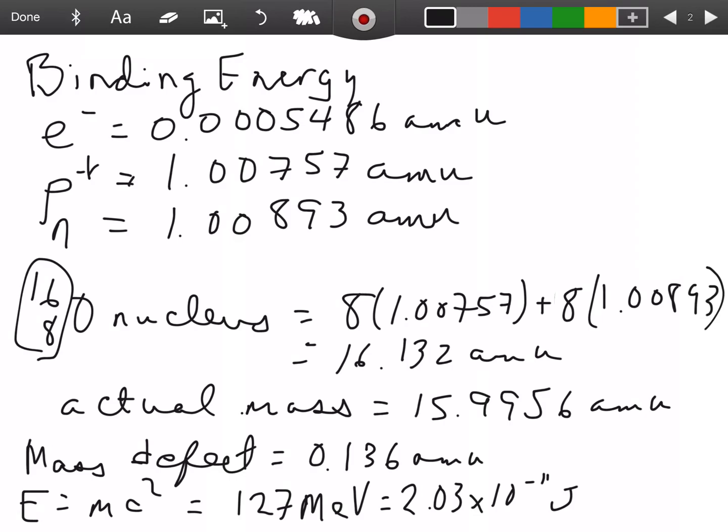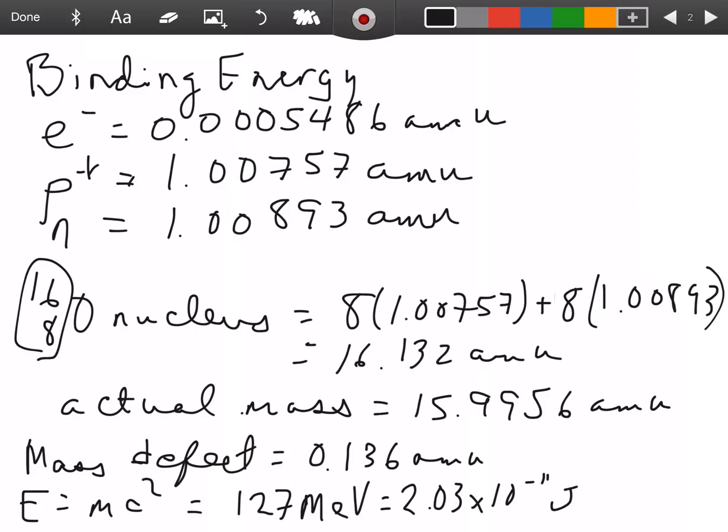But as it turns out, the actual mass of the atomic nucleus is only 15.9956 AMUs. So we have a mass defect of 0.136 AMUs. If I subtract those two numbers, I get 0.136 AMUs. And if we use Einstein's theory of relativity, which says that the energy is equal to the mass times the speed of light squared, you would end up getting an energy for this of 127 mega electron volts. Probably doesn't mean a whole lot to you at this point in time, but 127 mega electron volts is equal to 2.03 times 10 to the negative 11 joules.